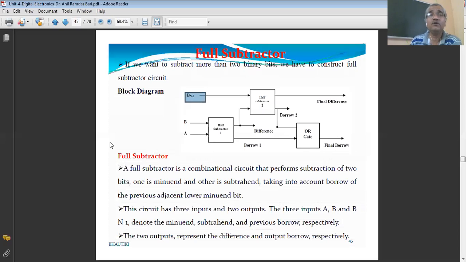So this is the full subtractor circuit. It uses 2 half subtractors and 1 OR gate.